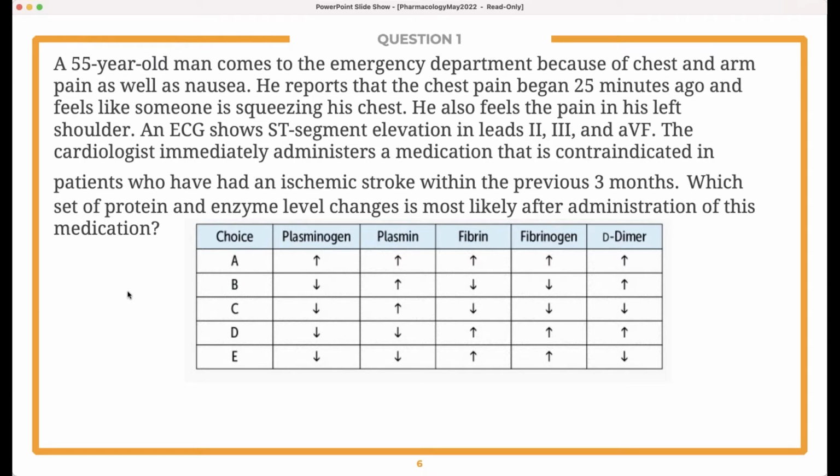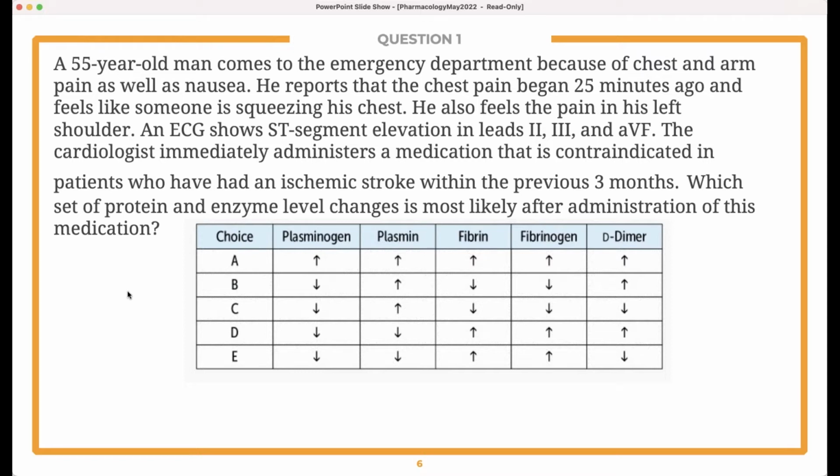A 55-year-old man comes to the emergency department because of chest and arm pain as well as nausea. He reports that the chest pain began 25 minutes ago and feels like someone is squeezing his chest. He also feels the pain in his left shoulder. An ECG shows ST segment elevation in leads 2, 3, and AVF. The cardiologist immediately administers a medication that is contraindicated in patients who have had an ischemic stroke within the previous 3 months. So again, let's read that lead-in.